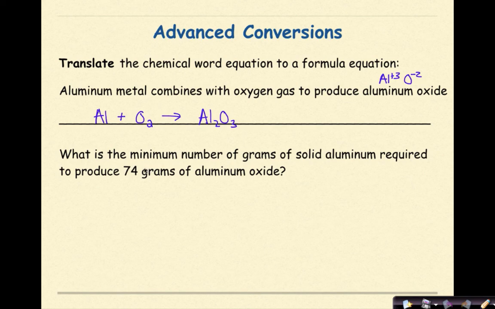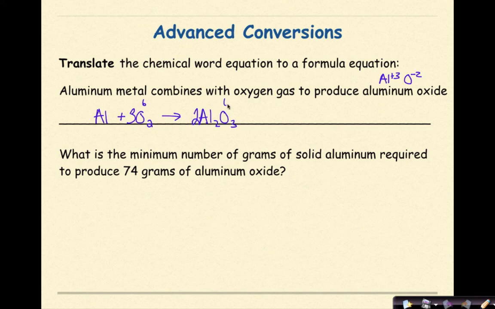I can't stress that enough. All right, now I need to balance this thing. I could throw a 2 in front of the Al, but I need to deal with these oxygens. I have 2 oxygens on the reactant side, 3 oxygens on the product side. I've got to balance those, so I'm going to put a 3 here to get 6, a 2 here.